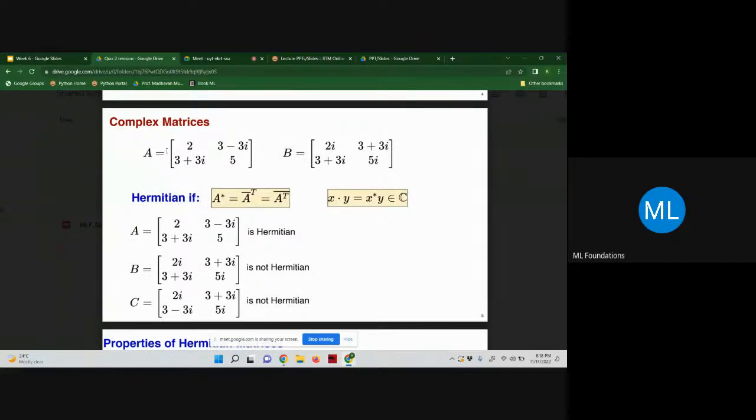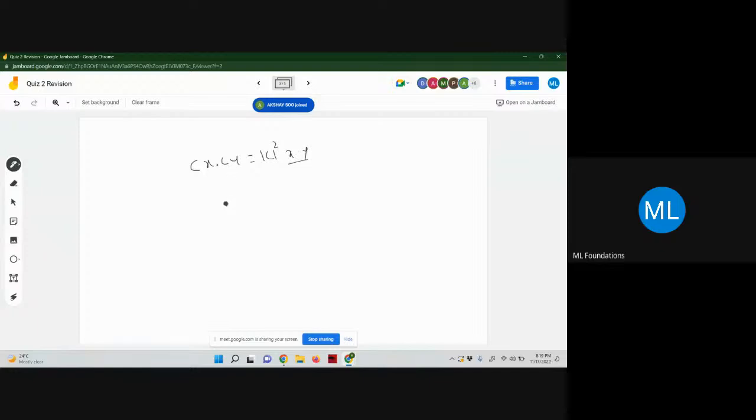Just like in real matrices, there are some special matrices, like the orthogonal matrix and the symmetric matrix. Similarly, here also we'll have similar ones, but in the complex space. So a matrix is going to be called a Hermitian matrix if A star equals A. It's not called Hermitian just because A star equals A conjugate transpose. This is the definition of A star. But if A star is equal to A, then it is a Hermitian matrix.